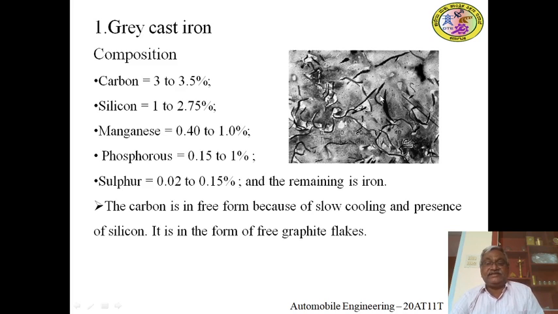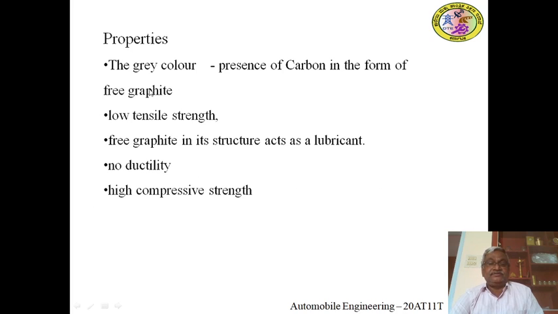Flakes means, you can see in this diagram, this is the microstructure of grey cast iron. You can see here the black needle-like structures. These are the graphite flakes. Because of these graphite flakes, fractures on the surface of grey cast iron appear grey in color. That is why it is called grey cast iron.